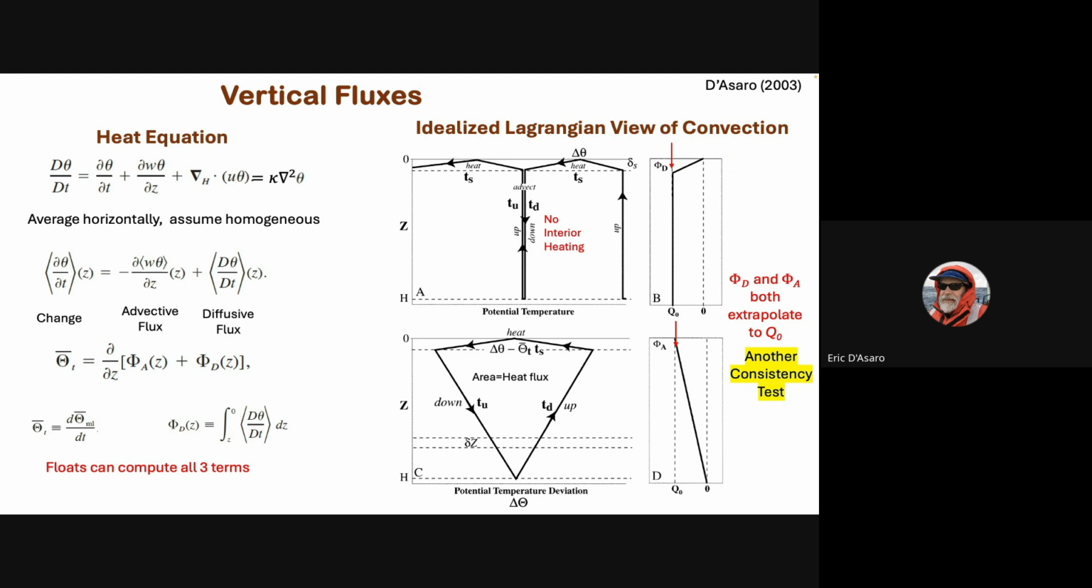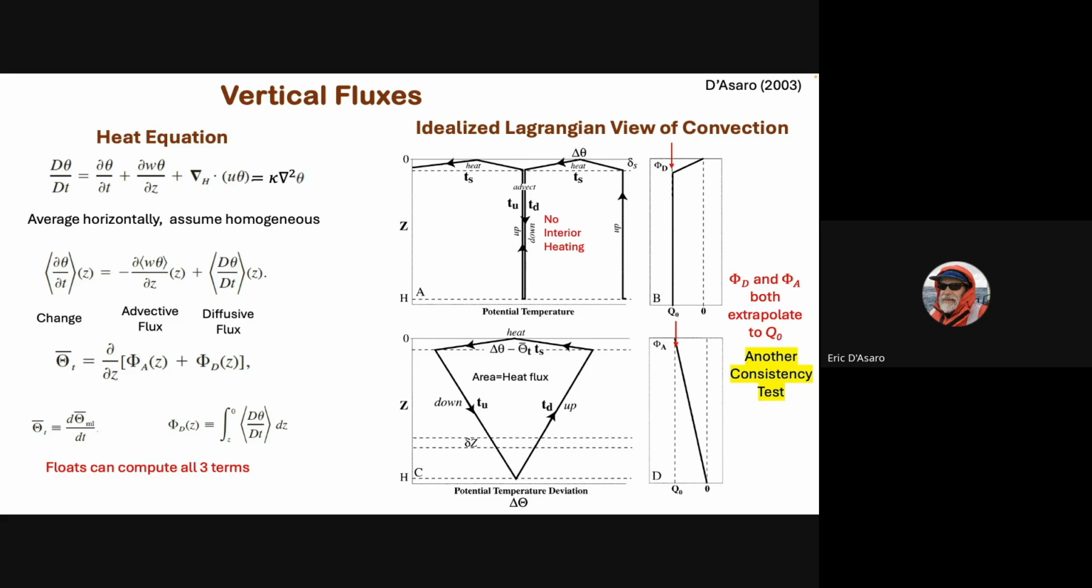And what that says is, here's the heat equation: the Lagrangian change in temperature is equal to the Eulerian change in temperature, how much the layer is heating up or cooling down, plus the divergence of a covariance flux and horizontal terms and mixing.